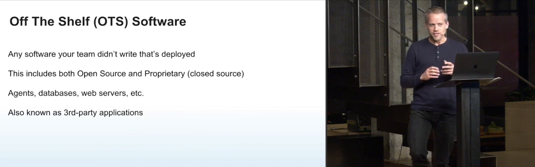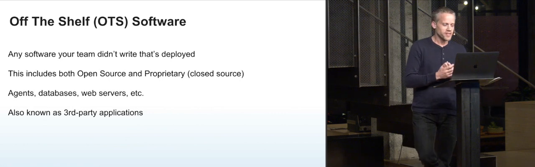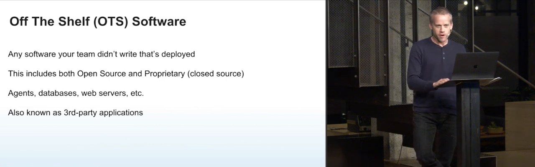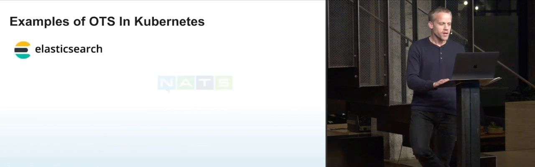To start, let's talk about what off-the-shelf software is. It's really anything that your team didn't write and deployed to Kubernetes in this case. So it's open source, proprietary software. It's easy to think about things like databases and components, but it also includes all the agents that you're running on your cluster. Any third-party software is off-the-shelf software.